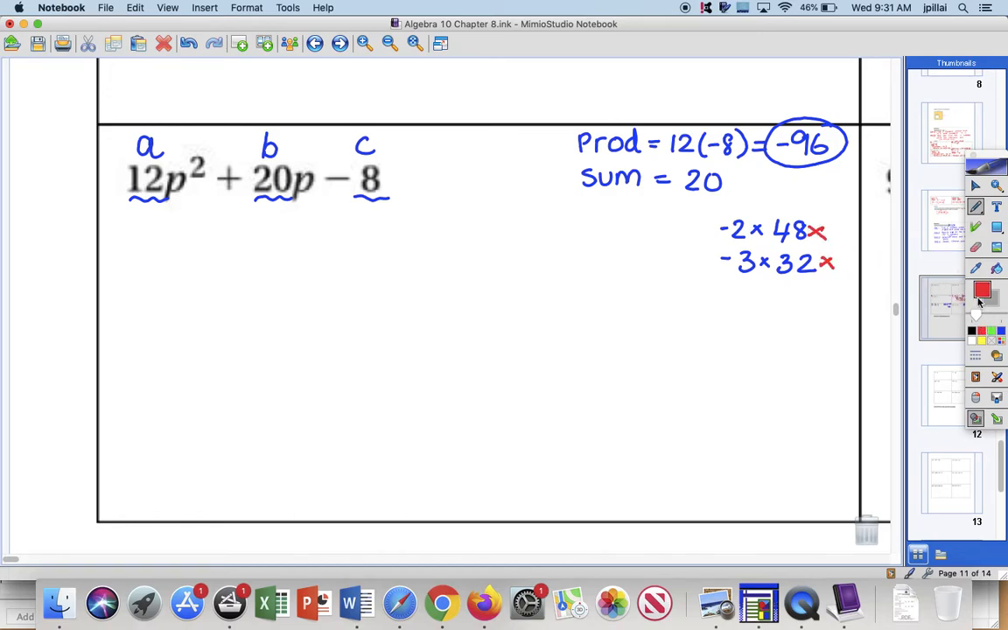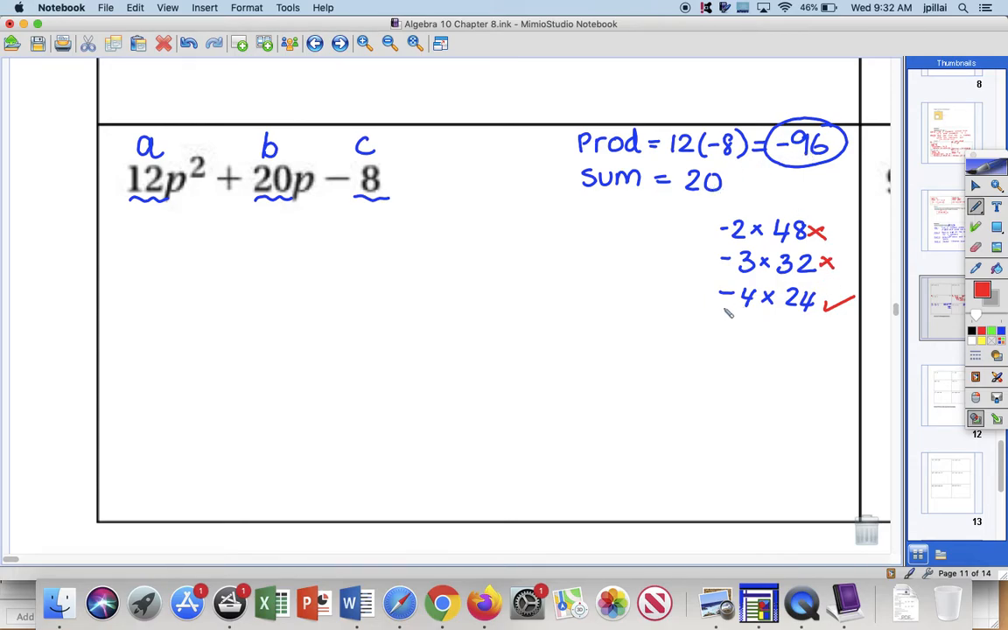Same way this is not an option. Then let's go to 4. So negative 4 times 24. Yes, that gives you negative 96. Now, if you have trouble with this, you got to make sure you think through every single number, okay? You don't need to use a calculator, but you need to go through every single number and see what multiplies to give you that negative 96, and sum is 20.